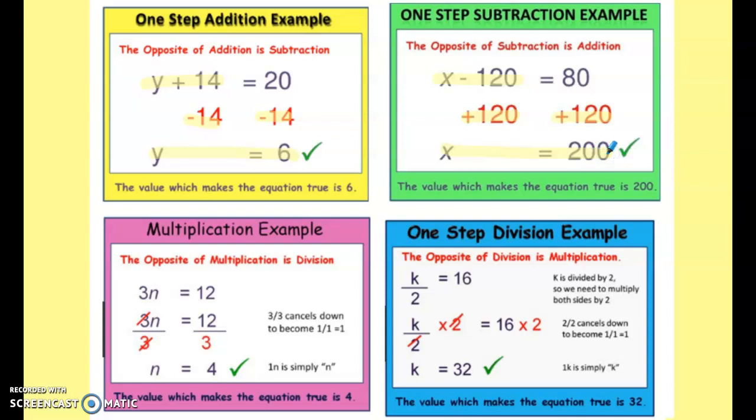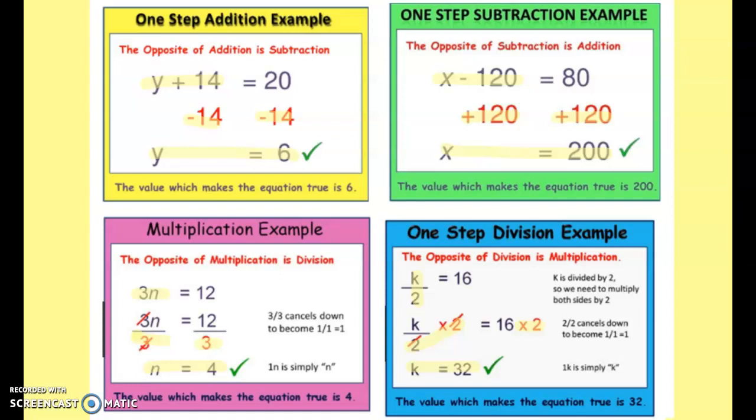In the pink box there is a multiplication example. Our equation is 3 times n. So to undo multiplication, we divide by 3, and we do that on both sides, and they cancel out and leave us with the answer of n equals 4. The blue box is the last operation, which is division. So we've got a variable divided by 2 is equal to 16. So to undo division, we multiply by 2 on both sides. So then again, our answer is our variable by itself, and in this case, k equals 32.